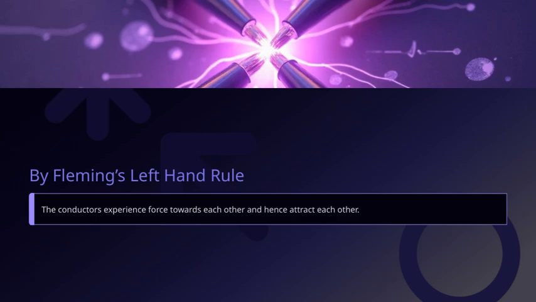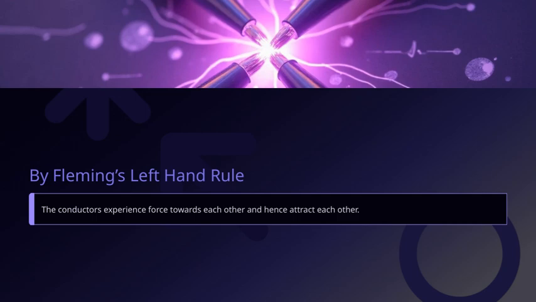In essence, if we align our fingers properly, your first finger points in the direction of the magnetic field, your second finger points in the direction of the current, and your thumb then points in the direction of the force. This visual guide makes it easier to predict how conductors will behave. This concept is fundamental because it explains how magnetic forces influence conductors, which is crucial in the design of electric motors and many other electromagnetic devices.